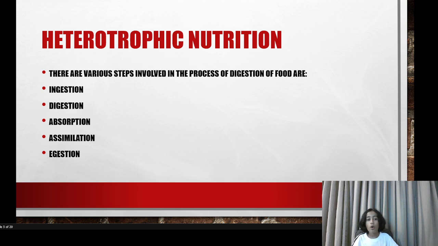Absorption is when all of these nutrients are transported to the blood vessels and then to the tissues of our body, giving us nutrients. Assimilation is when all of those absorbed nutrients are then turned into a compound mixture for the growth and functioning of our body. Egestion is when the undigested parts which are not absorbed for nutrition are removed outside the body.